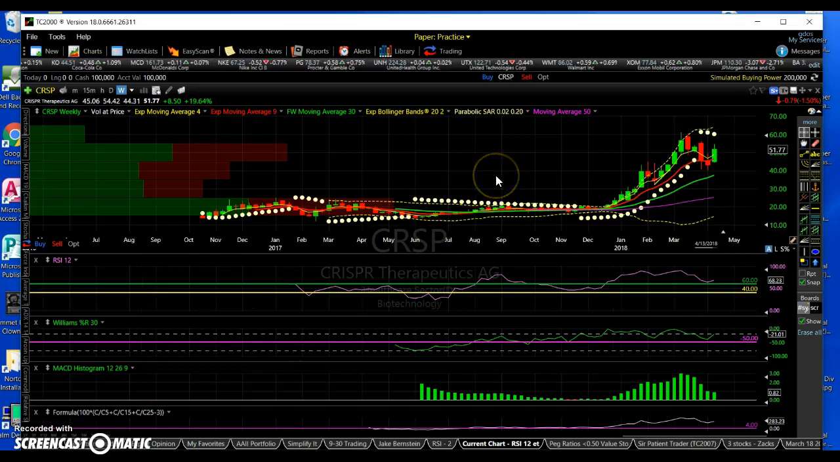Here's one that I own, CRISPR. It pulled back, went into the buy zone, and it was up nicely last week.